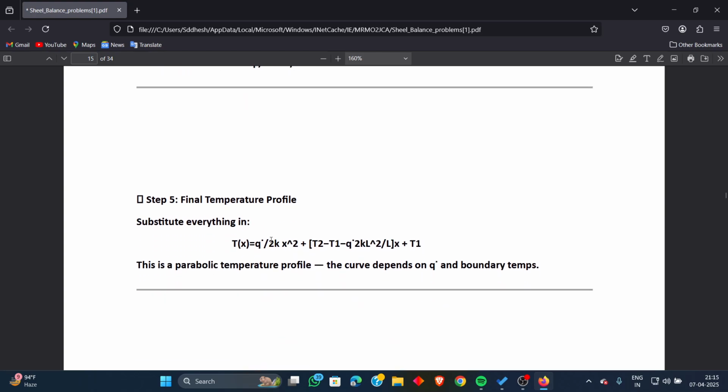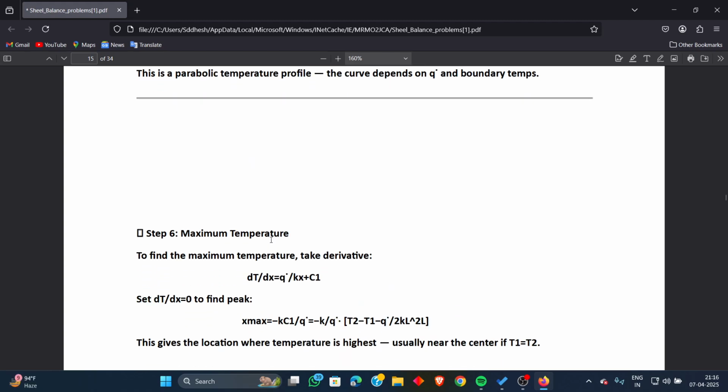Step 5, final temperature profile. Substituting everything, T(x) is equal to minus Q dot upon 2K x square plus the bracket of T2 minus T1 plus Q dot upon 2K L square upon L, times x, plus T1. We get a parabolic temperature profile. The curve depends on Q dot and boundary temperatures.